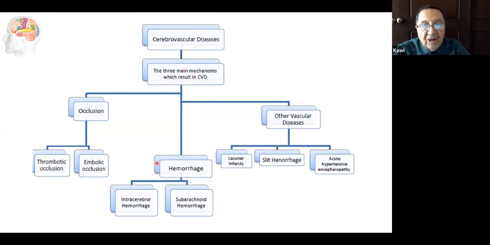We have the hemorrhagic cerebrovascular disease. Either the blood will get out of the circulation into the parenchyma of the brain, we call that intracerebral hemorrhage, or it can go out into the subarachnoid spaces covering the brain. We call that subarachnoid hemorrhage. And there are other vascular diseases such as lacunar infarcts, slit hemorrhages, and acute hypertensive encephalopathy. We'll talk about them later on.